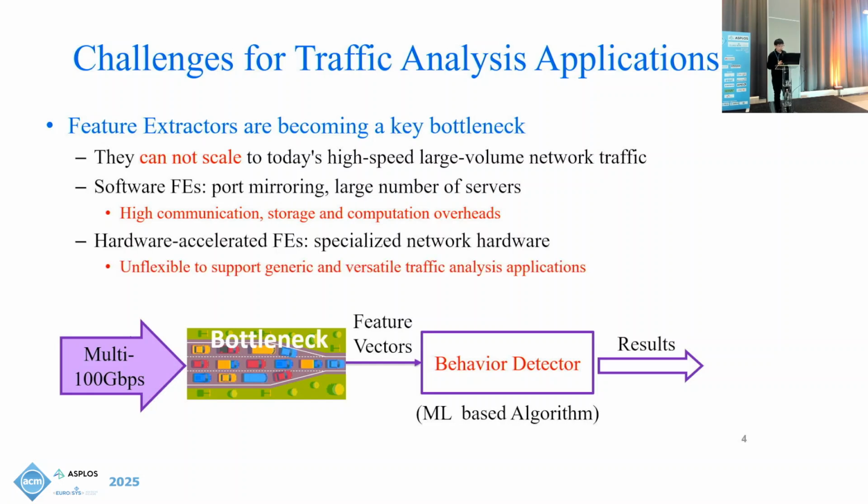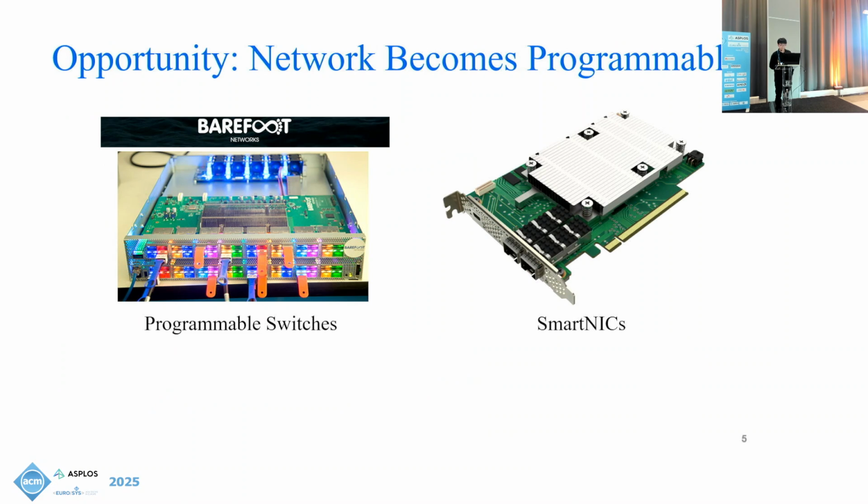Some recent works attempt to accelerate the feature extractor with specialized network hardware and implement the feature extractor, even the entire traffic analysis task, in the data plane. However, restricted by the computation model and the memory resources of the network hardware, none of them are flexible enough to support generic and versatile traffic analysis applications.